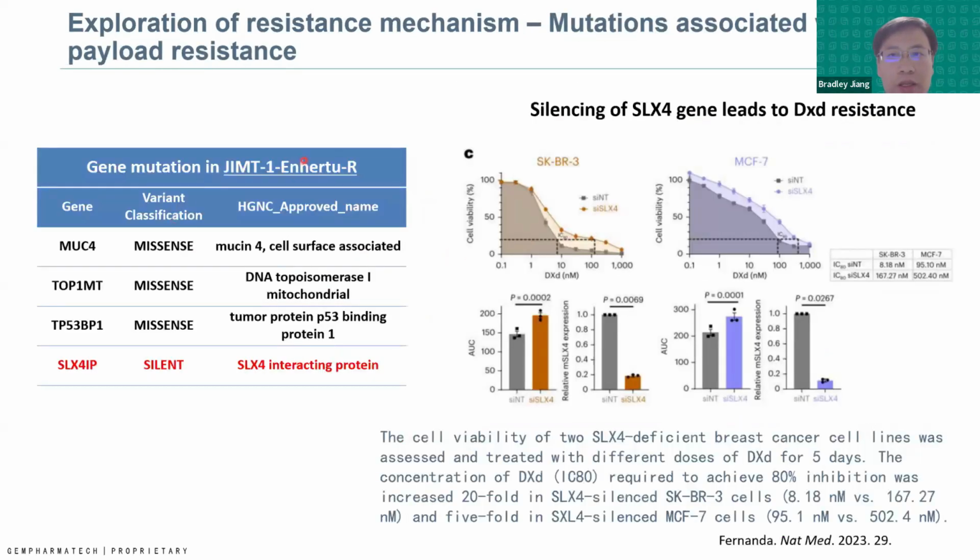And in the DNA sequencing data, we found some relevant genes carrying mutations, such as MUC4, TOMP1MT, TP53BP1, and SLX4IP, which is SLX4 interacting protein. It has been reported that silencing of the SLX4 gene leads to DXd resistance. This silent mutation of SLX4IP may also contribute to the resistance mechanism in the HER2-resistant cell line.